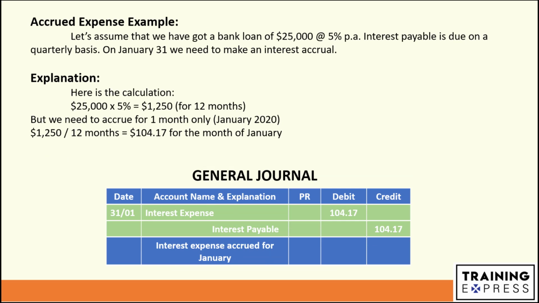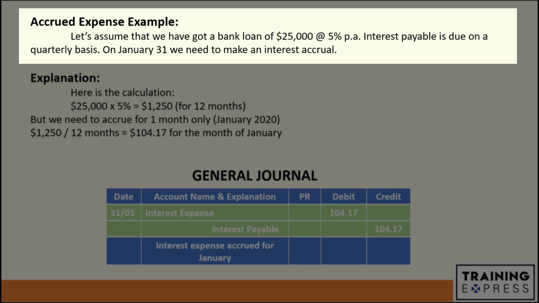Okay, so now let's look at our second example of accrued expense. Let's assume that we have got a bank loan of $25,000 at the rate of 5% per annum. Interest payable is due on a quarterly basis, which means every 3 months. On January 31, we need to make an interest accrual.